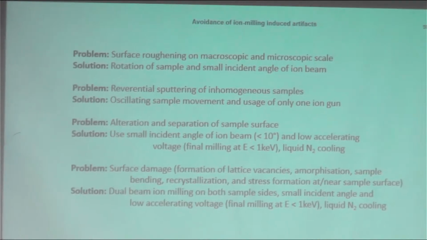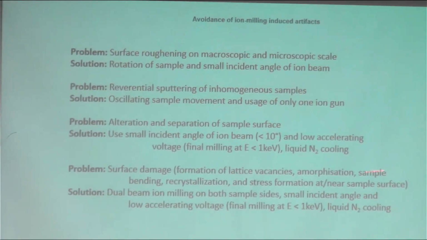Surface damage, like formation of vacancies, an amorphous layer, sample bending, recrystallization, and stress formation near the surface, can all be induced by the ion beam. Here, what you can use is dual ion beam milling on both sample sides, a small incident angle, low accelerating voltage, and again, liquid nitrogen cooling.